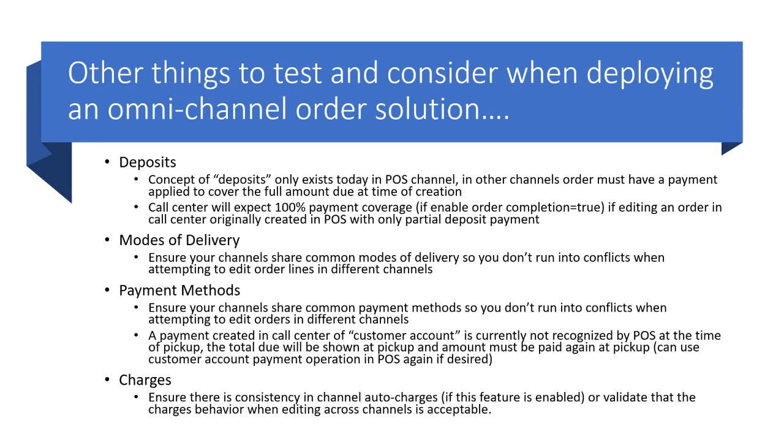If you have inconsistent modes of delivery set up for your channels, where certain modes of delivery work in one channel and don't work in another, you could run into some speed bumps if you're doing cross-channel things. So you want to strive for consistency in your modes of delivery as much as possible, or at least for the orders that you're going to be using cross-channel capabilities.